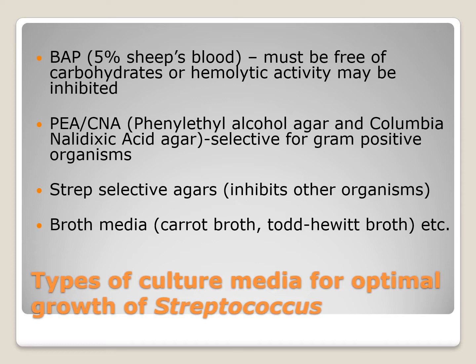So our gram-positive organisms will grow on PEA and CNA, but our gram-negative organisms, kind of like our E. coli or Klebsiellas, are going to be suppressed. Then we can have strep selective agars, which inhibits other organisms, but it is selective for certain things like Streptococcus pyogenes. And then we have broth medias. And there are some medias that are good for Streptococcus agalactiae, like carrot broth and Todd Hewitt broth. Carrot broth is really good for the identification of the beta hemolytic strains of strep B, and Todd Hewitt broth is also good for the identification of strep B as well.